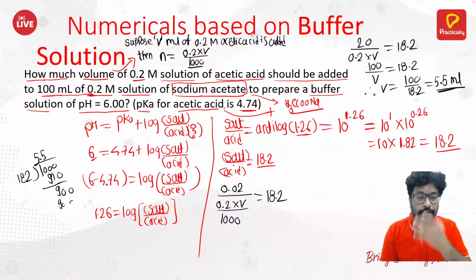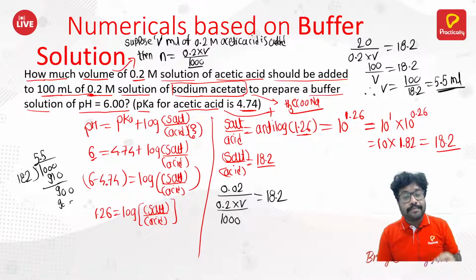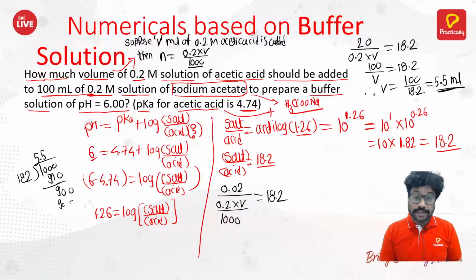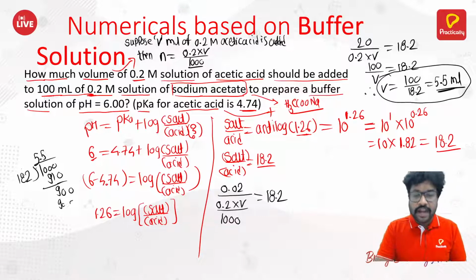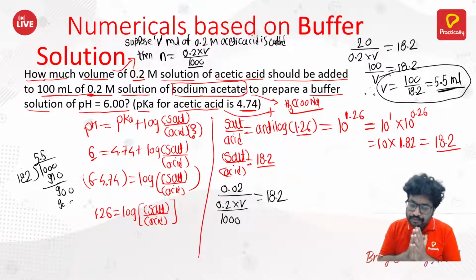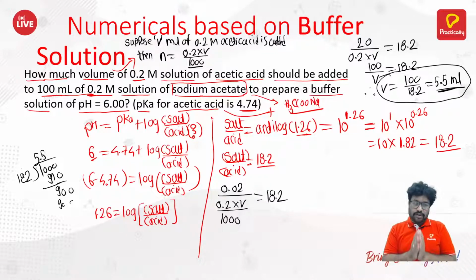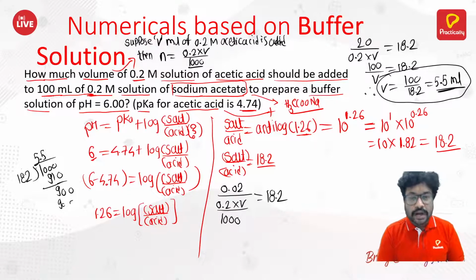Now pH 6 means that the buffer will maintain the pH around 6, plus or minus one. It might go to 7, it might go to 5, but not beyond that. So this is the amount of volume you can add, and that is how you can solve the numerical based on it. We are going to see lots of numericals of such kind in the upcoming sessions. But for now, that's it for the buffer solution.